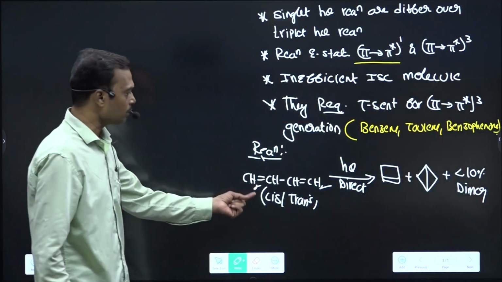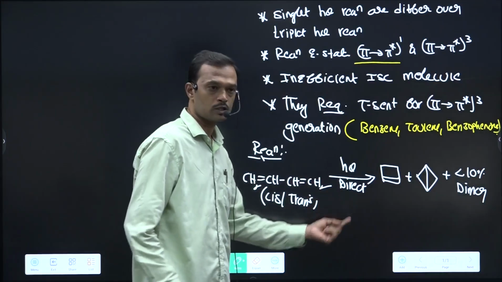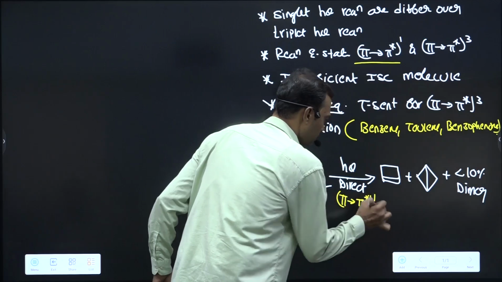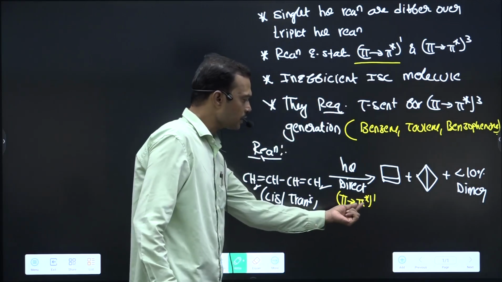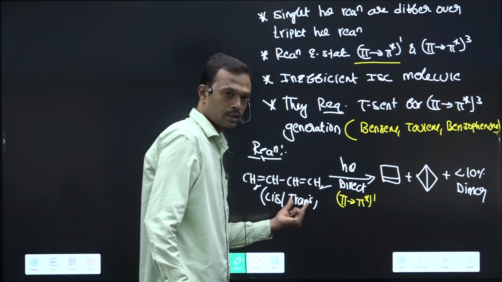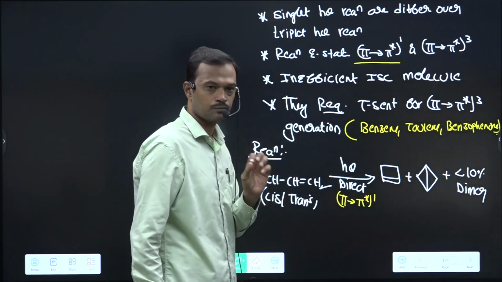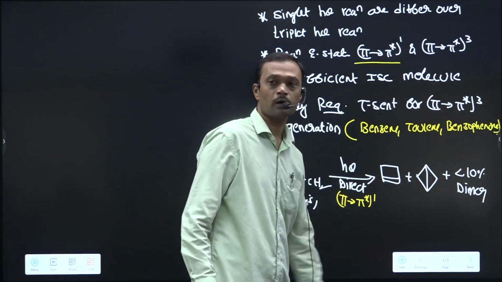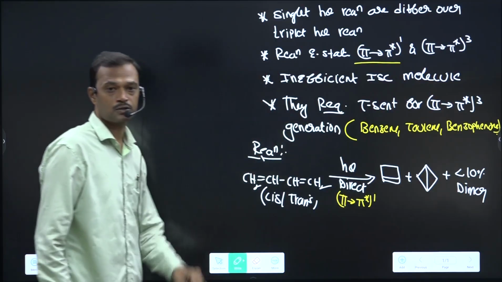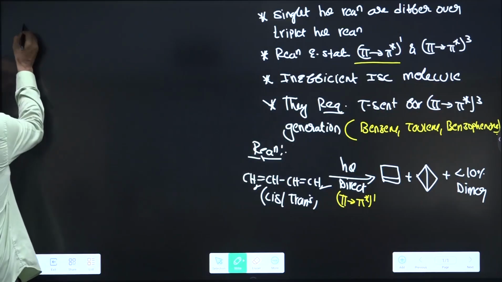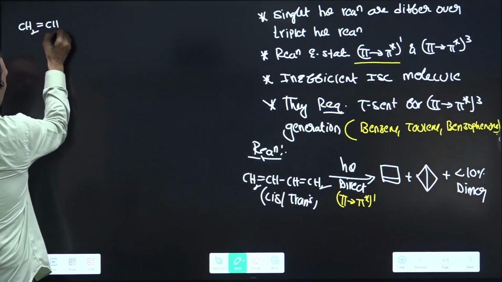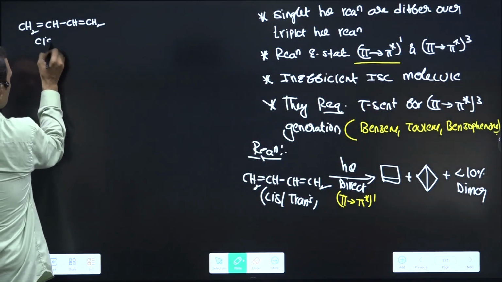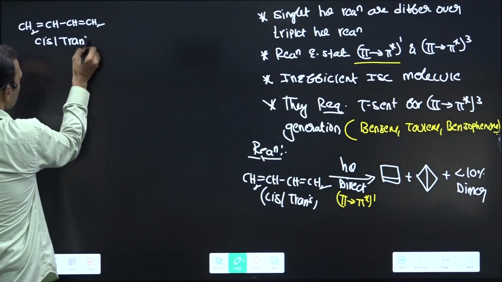When I take 1,3 butadiene with direct irradiation, what is direct irradiation? Pi to pi star singlet or triplet? Singlet. When pi to pi star singlet is the excited state for diene, we are not doing cis-trans isomerization. So this product and this product are possible. There is no dimer product. Dimers are possible under the triplet state. Now the same reaction I am writing, but I am taking a triplet state. Cis and trans isomers both are possible.